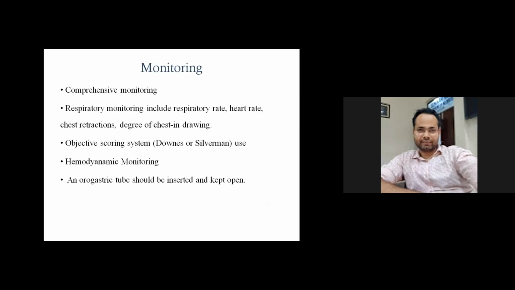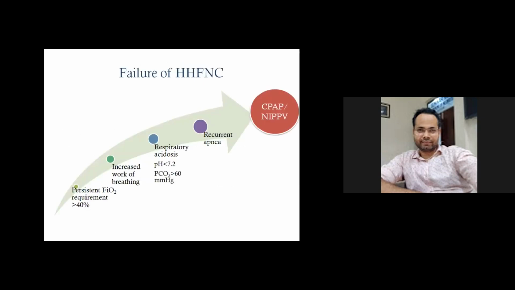In terms of monitoring, the babies on HFNC require comprehensive monitoring. Respiratory monitoring should include respiratory rate, heart rate, chest retractions, chest indrawing. Objective scoring such as Downes or Silverman can be used, and we should also vigilantly monitor the hemodynamic parameters. And we should always remember to place an OG tube and keep it open.